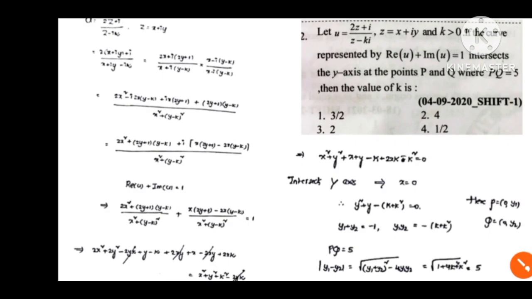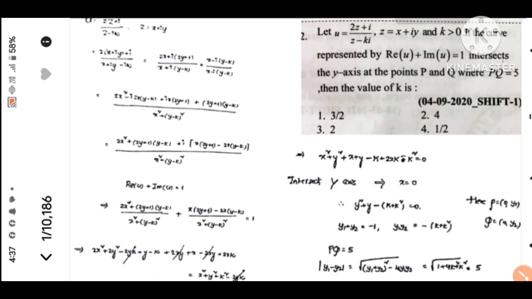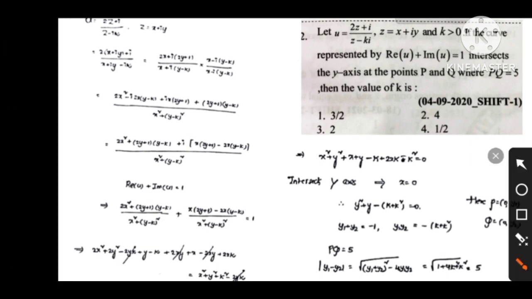Now see the next problem. This is the 4/9/2020 shift 1 problem. This is also a very easy question. This is an IPA concept. Listen. Let u equal 2z plus i by z minus ik, when z is equal to x plus iy, k greater than 0. If the curve represented by the equation real part of u plus imaginary part of u equals 1 intersects the y-axis at the points p comma q, and also given pq is equal to 5, then what is the value of k?